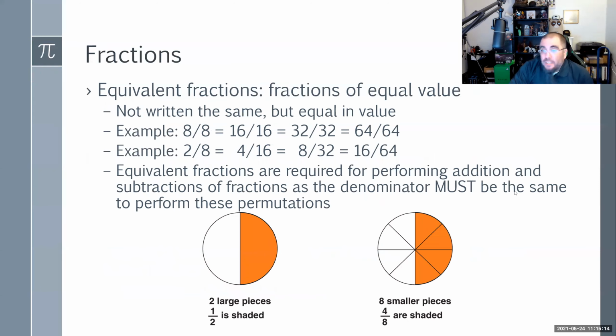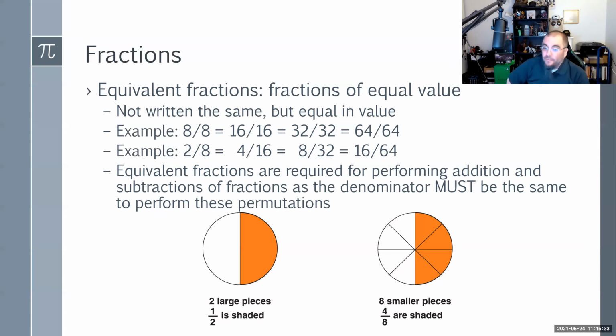Equivalent fractions are fractions of equal value. They're not written the same, but they're equal in value. 8 out of 8 equals 16 out of 16 equals 32 out of 32, 64 out of 64 equals 1, right? 2/8 equals 4/16, 8/32, 16/64. Those are equivalent fractions, right?